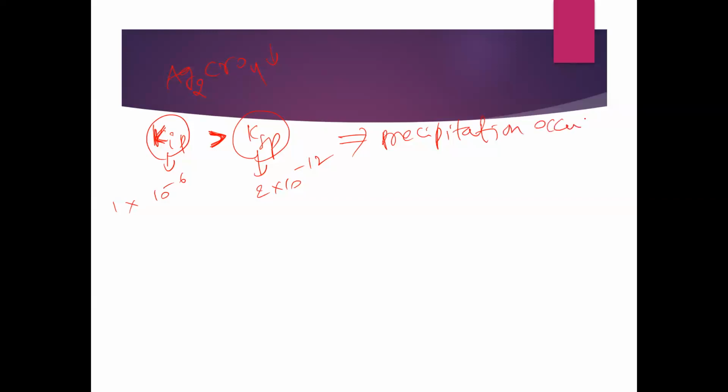So precipitation occurs in which case now? Whenever the ionic product of the salt is greater than the solubility product of the salt. In this condition only, precipitation occurs. Okay. Next, when the KIP value is equal to KSP.